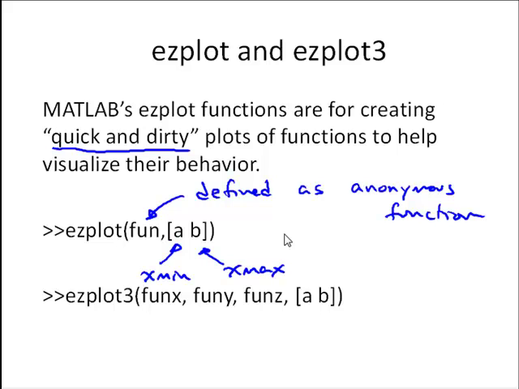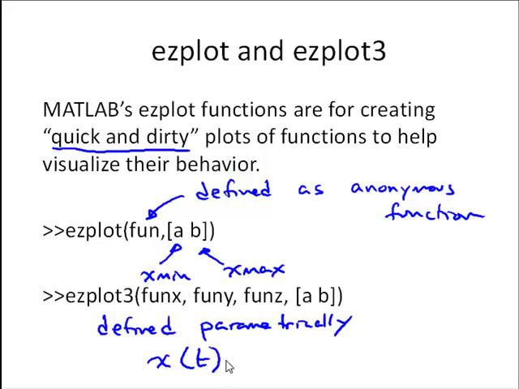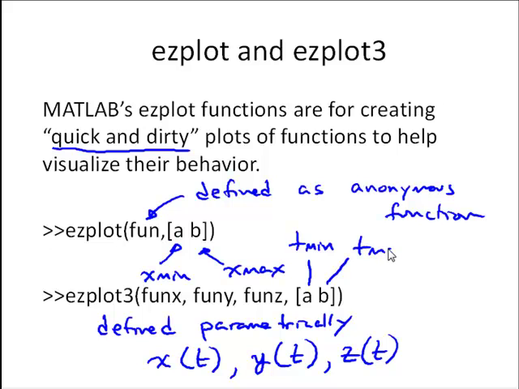EZPlot3 is similar but in 3 dimensions, and in this case the 3D function is defined parametrically. And if you haven't seen that in your math classes, basically what that means is we have the x values defined, say, as x of t, y values defined as a function y of t, and z values defined as a function z of t, and then a and b are t min and t max.